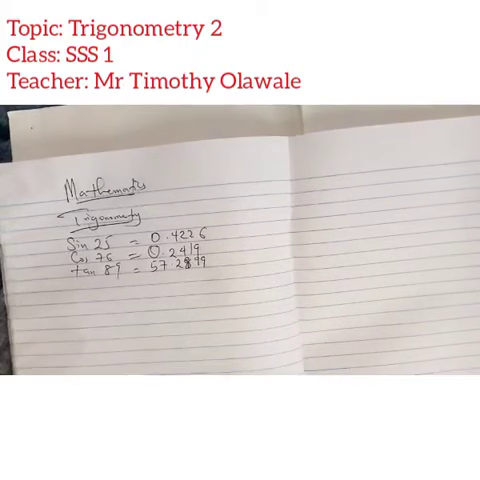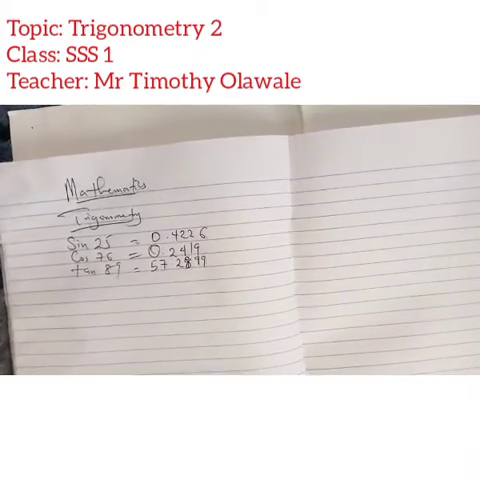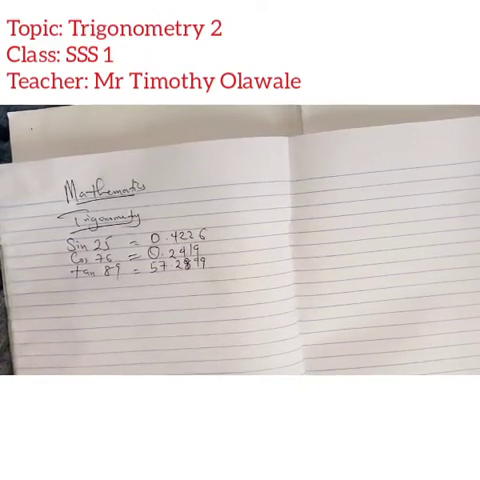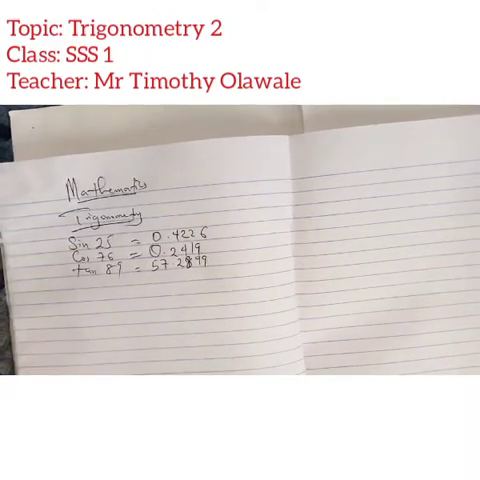So we can always use the calculator or the four-figure table to find the sine, the cos, the tan, and from there we can always get the secant, the cosecant, and the cot of angles. But that's not really what I want to look at.